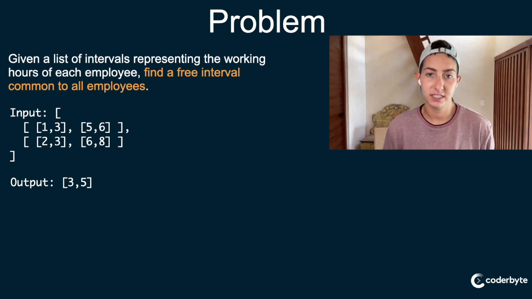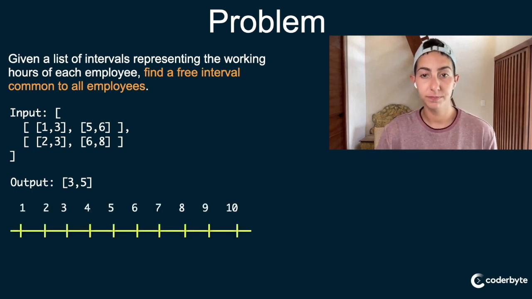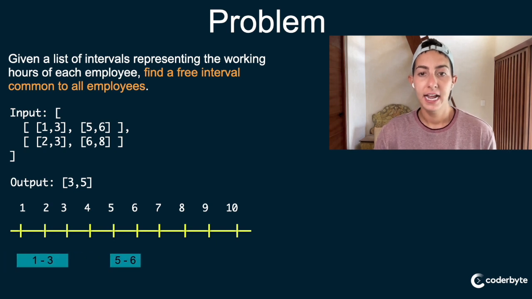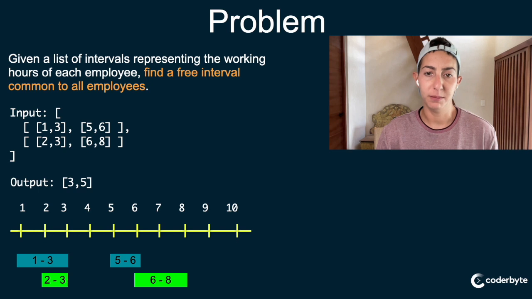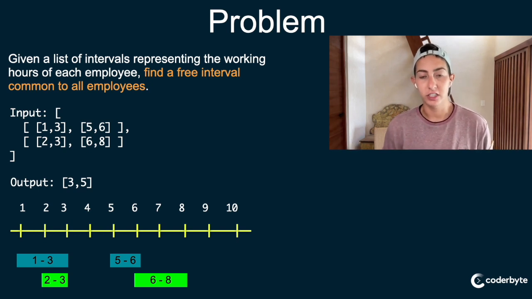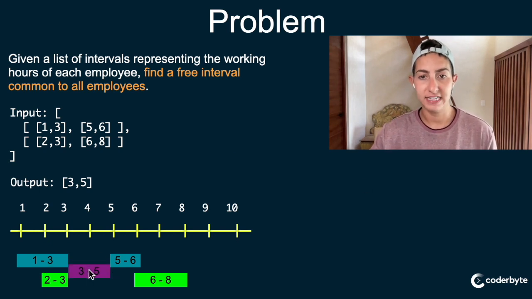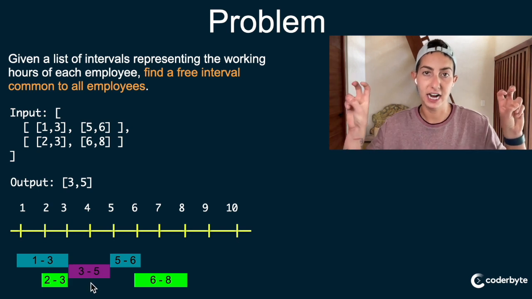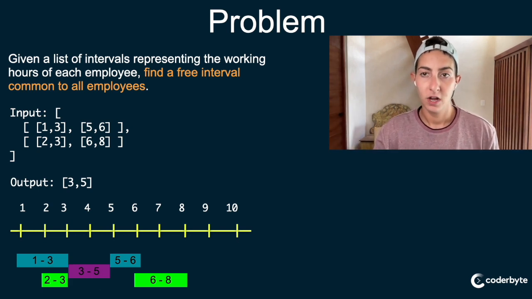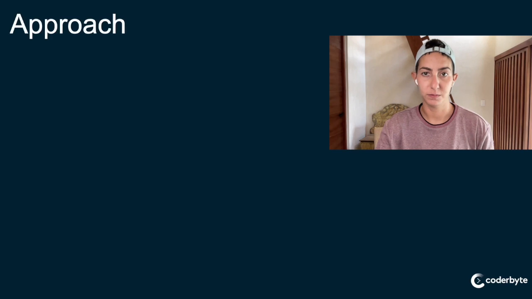So again, let's look at this on a number line because it really can help. Here's our number line. Here's employee number 1's intervals. Here's employee number 2's intervals. And as you can see, it's immediately obvious once you draw it on a number line that, of course, between 3 and 5, they're both free, right? So there's that interval representing the free time that we're looking for here. Okay, so what's our approach in solving this problem?